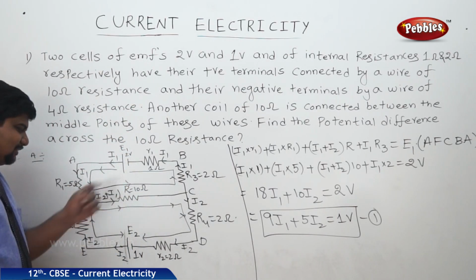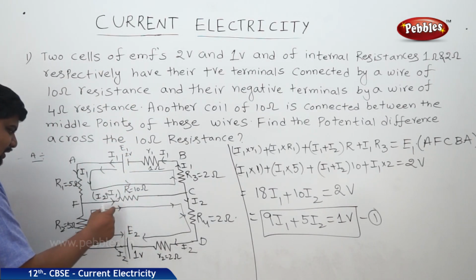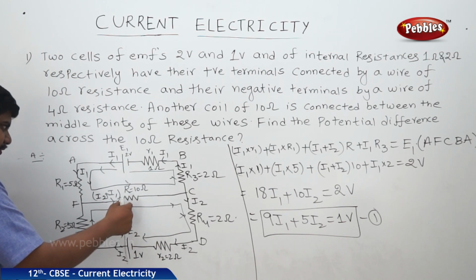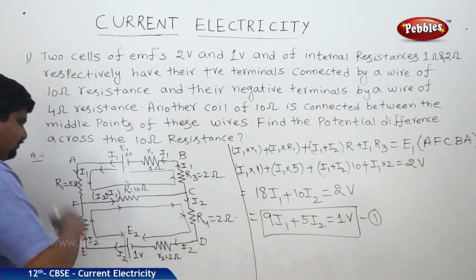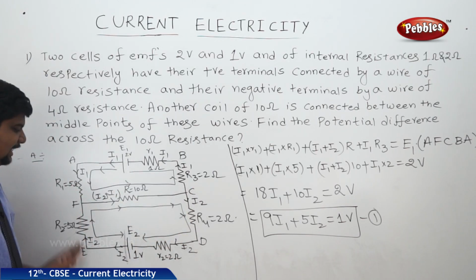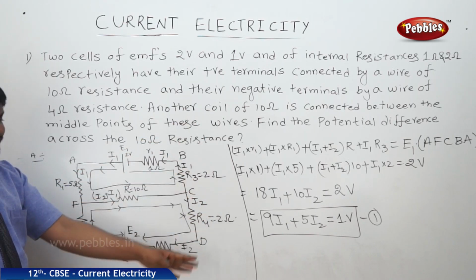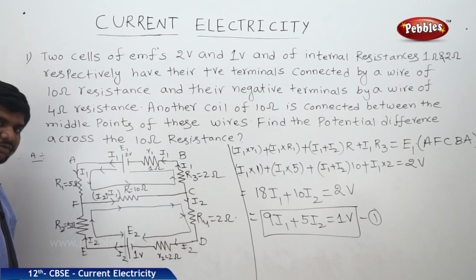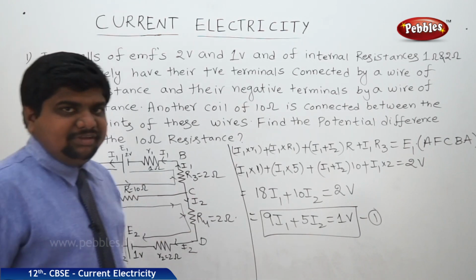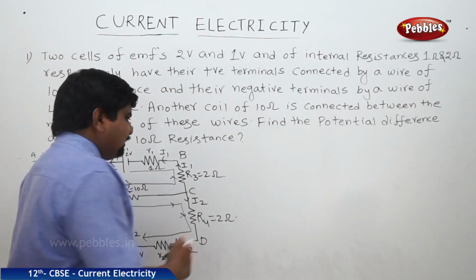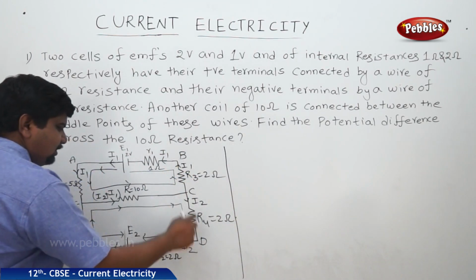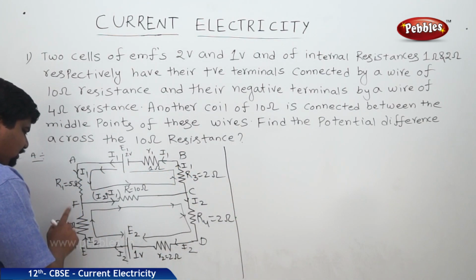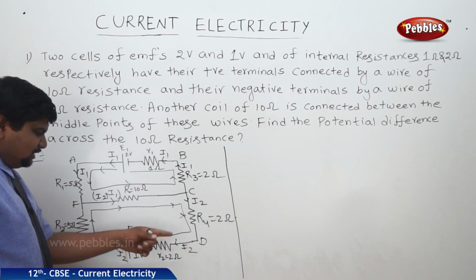What is the another path of the circuit? See this one. FE DCF. In this path we will get the same type of equation and we will solve these two equations. We will get the I value and V value. Next path is CDEFC. So what is the direction?